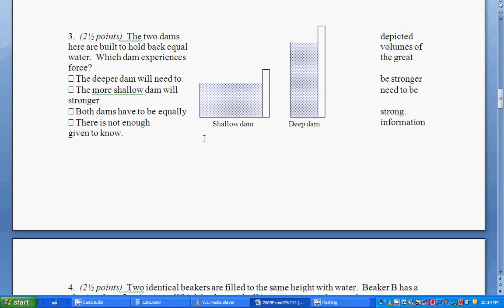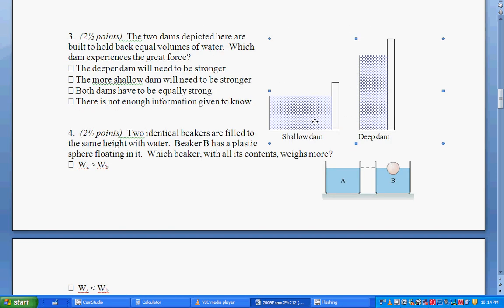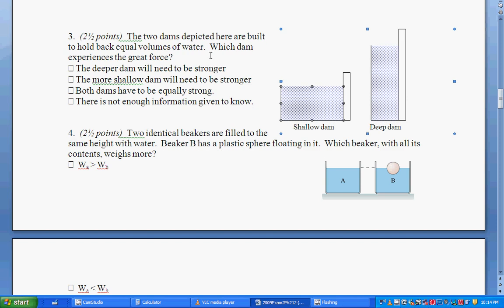Okay, question 3. The two dams here are built to hold back equal amounts of water. Which dam experiences the greater force at the bottom? And of course, pressure is only related to depth when it comes to a stationary fluid. Therefore, the deeper dam will need to be stronger. It doesn't matter if the shallower dam is holding back an entire ocean, and the deep dam just a few meters of water, the deeper dam is always going to need to be stronger at the bottom.